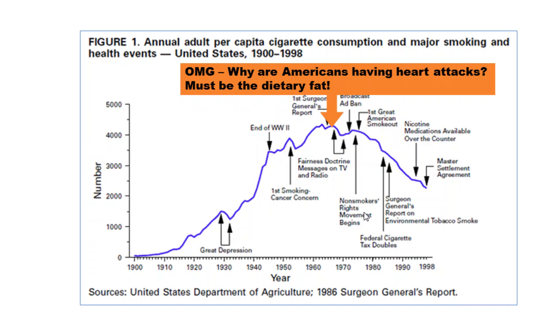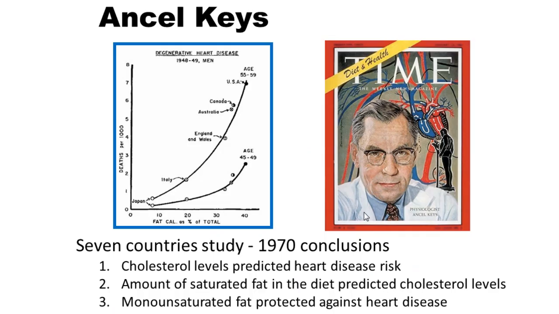So by the time you hit the 60s, you had the Surgeon General report, and then after that, it starts to dip. And you can see, of course, the very close correlation with that and heart disease. But in the 60s, nobody knew what was going on because tobacco, everybody knew, was good for you. So they said, oh my God, why are Americans having heart attacks? Must be the dietary fat, right? Because it can't be the cigarettes.